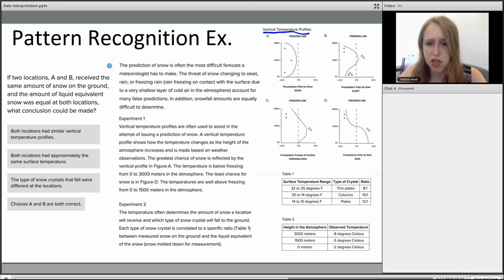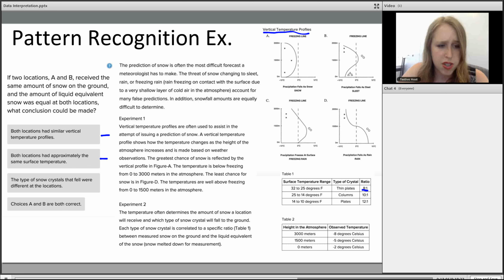We're also going to assume that their temperatures are probably pretty similar, because when our temperatures are similar, we have similar ratios of snow to liquid equivalent. So if we look at our choices, we see both locations had similar vertical temperature profiles. Yeah, that's probably true. Both locations had approximately the same surface temperature. Also true, given the ratio of snow to liquid equivalent.